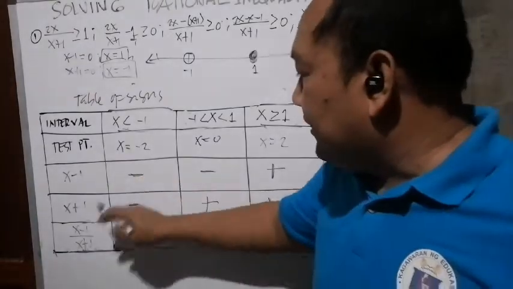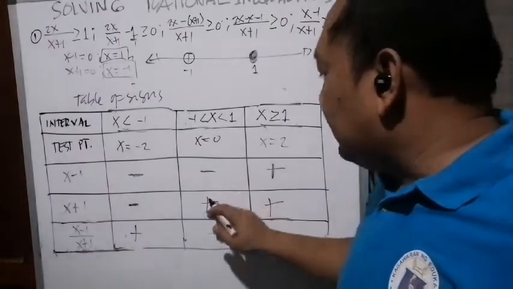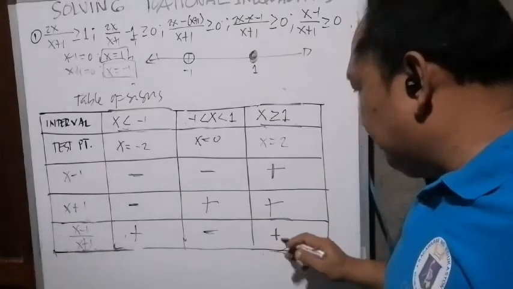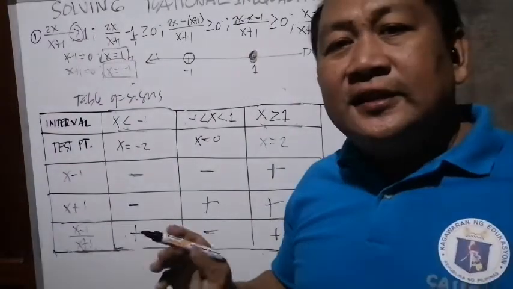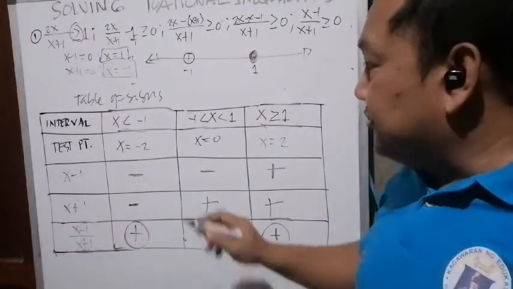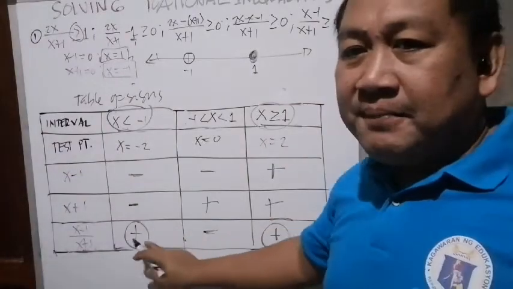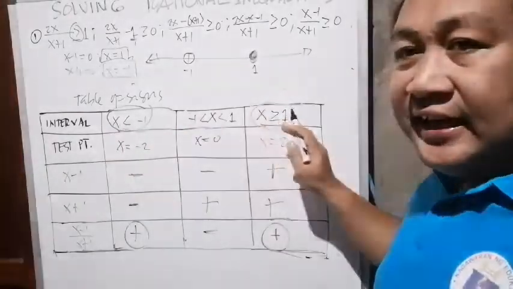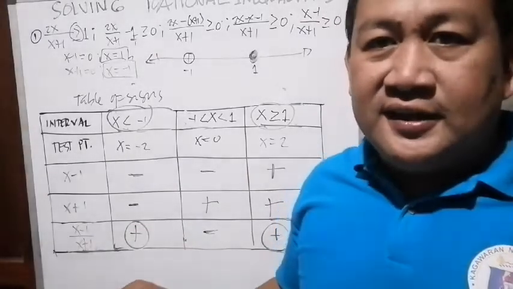And then we divide the numerator over the denominator. Negative divided by negative is positive. Negative divided by positive is negative. Positive divided by positive is positive. And since our symbol there is greater than or equal to, we consider all positive values. So these are our possible solution set, the intervals through which we have positive values. Okay, so x is less than negative 1 and x is greater than or equal to positive 1 are the possible solution set to the given rational inequality.